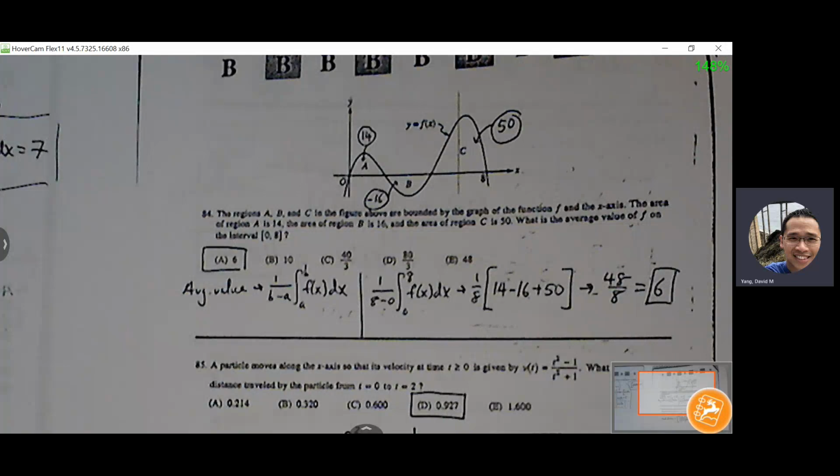So average value, we set up using the average value theorem, 1 over B minus A, integral from A to B of f of x. My A is 0, my B is 8. So the integral from 0 to 8, I can just total those values up. The only thing you have to make sure is that you adjust B to -16, right? Those are all negative y values. The area is 16, but the displacement is -16.